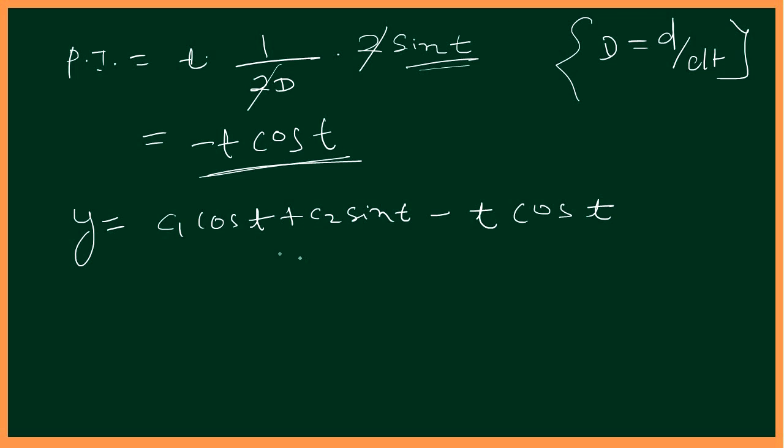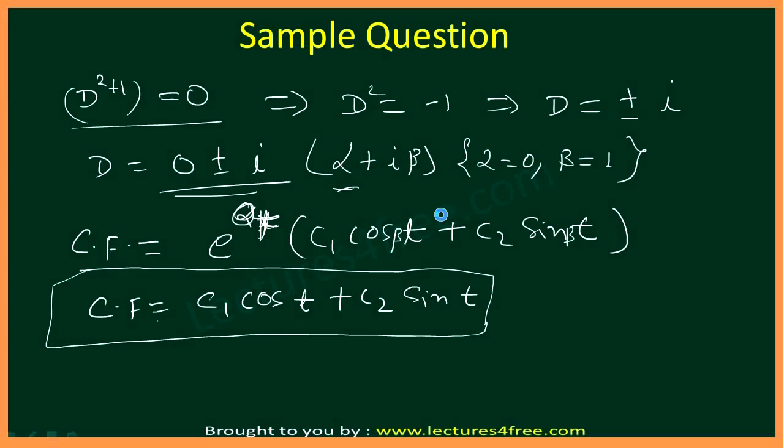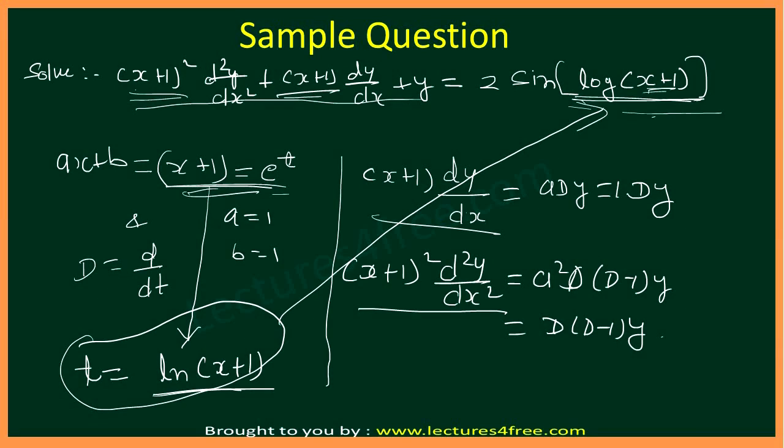But this is in the form of t. Our question was in terms of x and y, dy upon dx, so we have to find y in terms of x, not t. So let's replace t with some function of x. How can we replace it? From our assumption, we can say that t is log x plus 1.